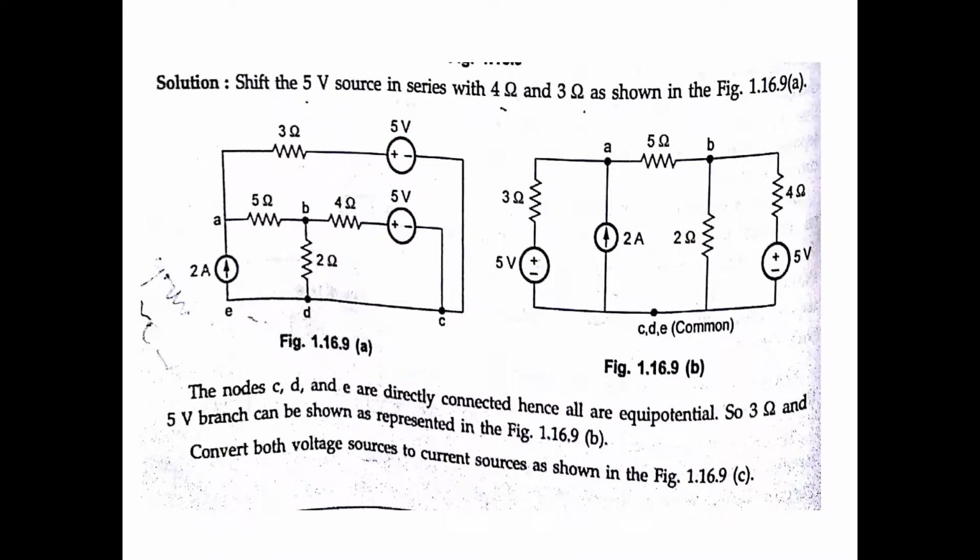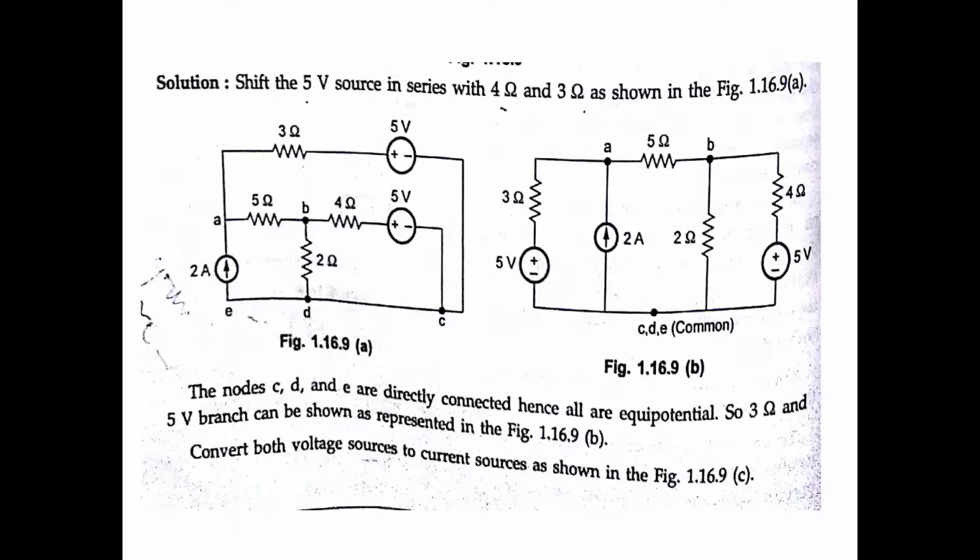For shifting, the 5 volt source is in series with the 4 and 3 ohm resistors. The 5 volt source is in series with the 4 and 3 ohm. The remaining is as it is, the 2 ampere source as it is, and the 5 ohm as it is. Only this voltage source will be shifted, through both the resistances, 3 ohm and 4 ohm.